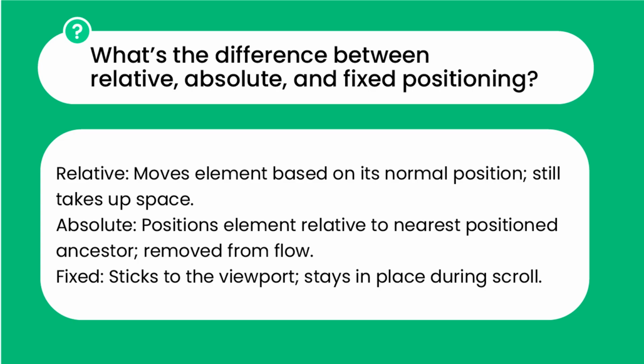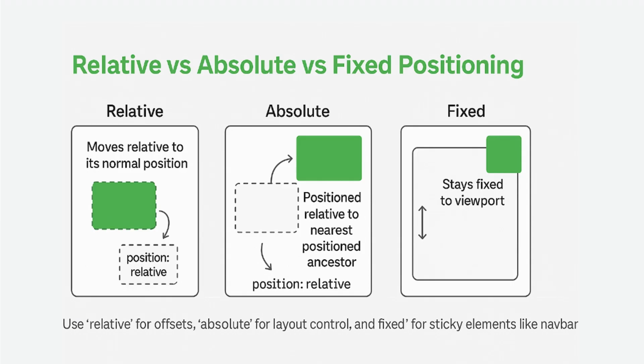Next question, what is the difference between relative, absolute and fixed positioning? Position in CSS controls where elements sit on the page, and there are three most common types. Relative positioning moves an element relative to its normal spot without affecting other elements. Absolute positioning removes the element from the normal flow and places it relative to the nearest positioned ancestor. Fixed positioning sticks the element to the viewport so it stays in the same place when you scroll. Each is useful depending on how you want your layout to behave.